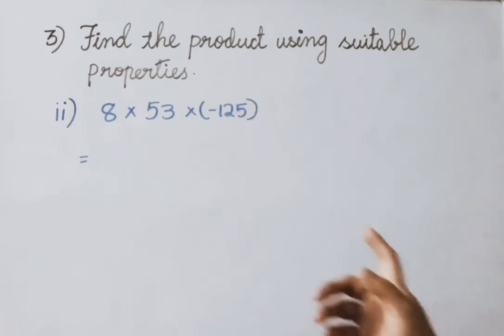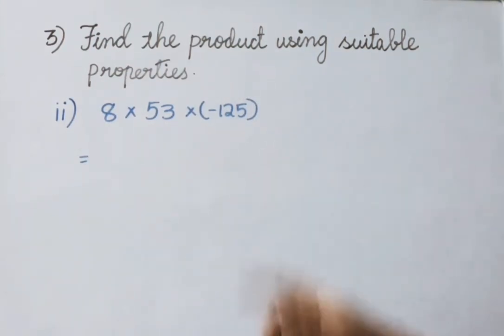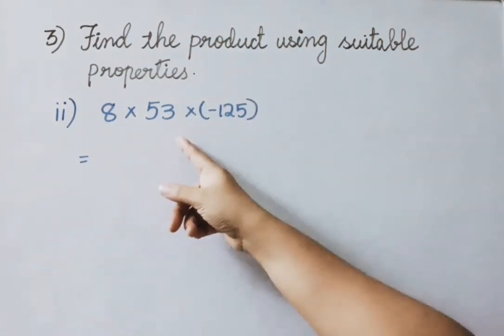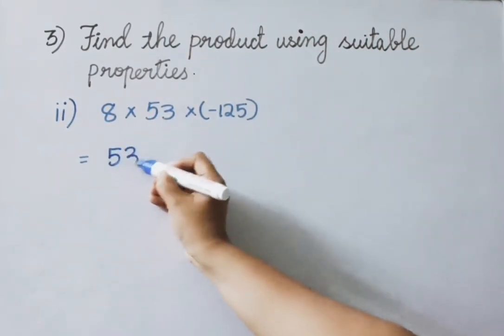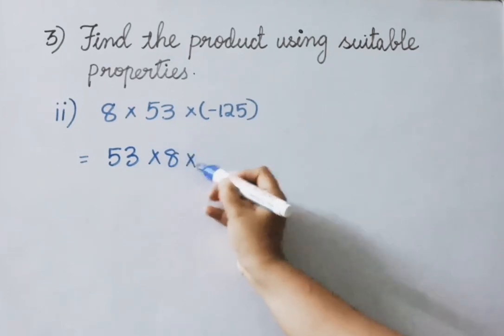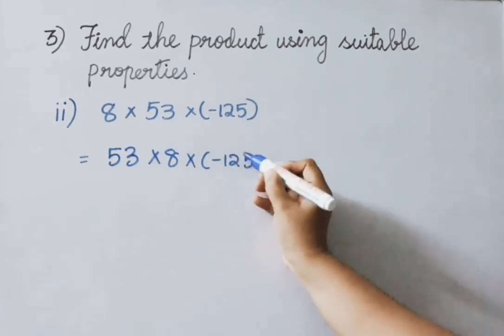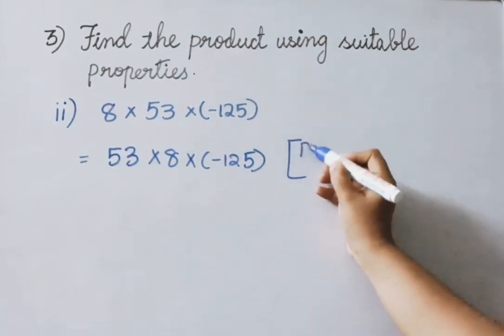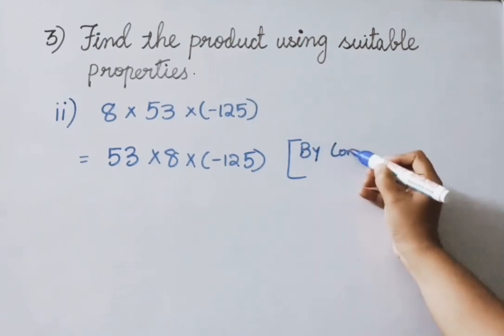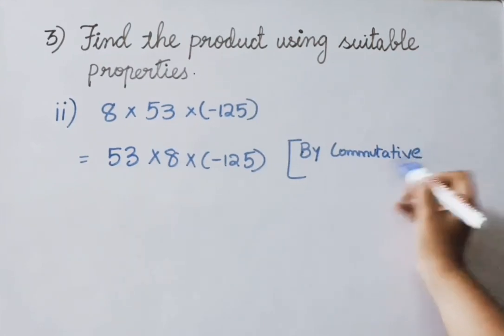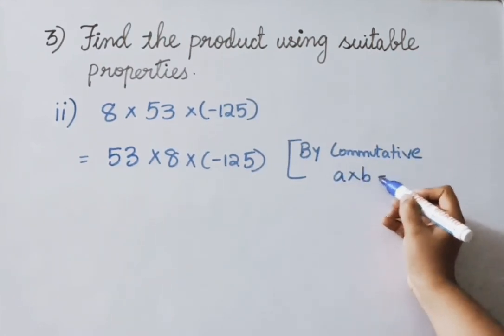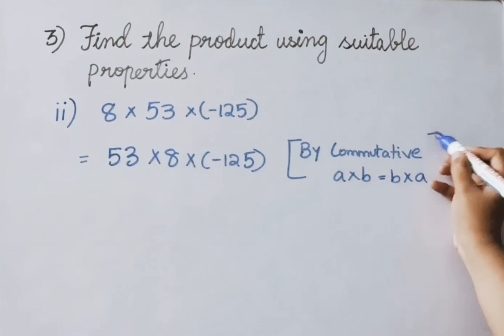See now the second sum, 8 into 53 into minus 125. Now we have to solve this sum by using properties. A into B can be written as B into A. So write down 53 into 8 into minus 125. Here we applied the commutative property. So write down, by commutative, A into B equals B into A.